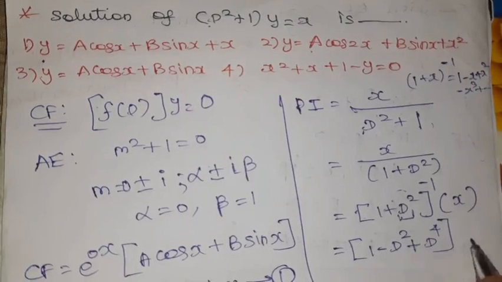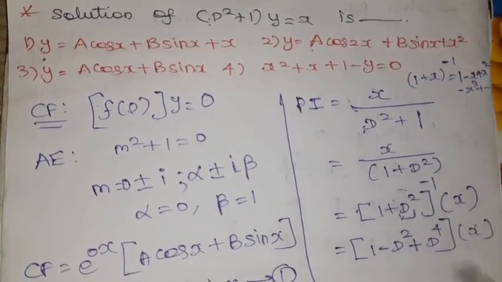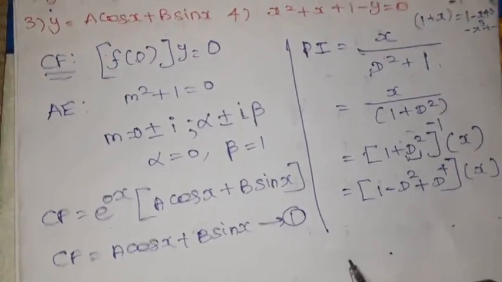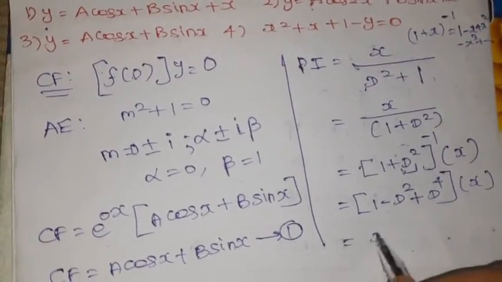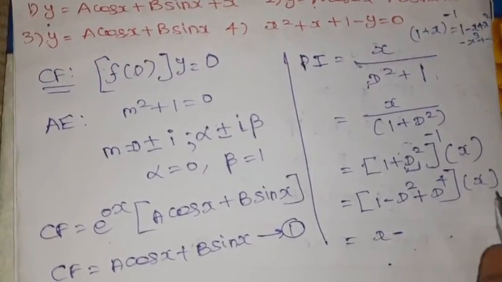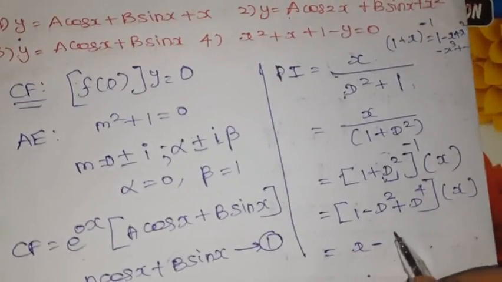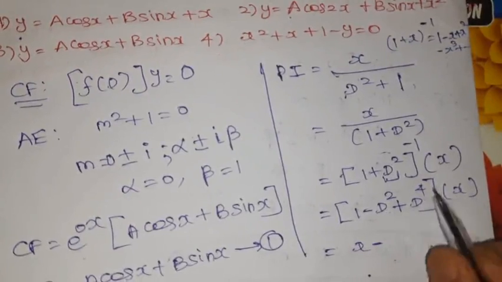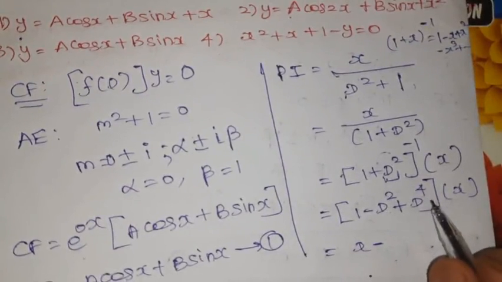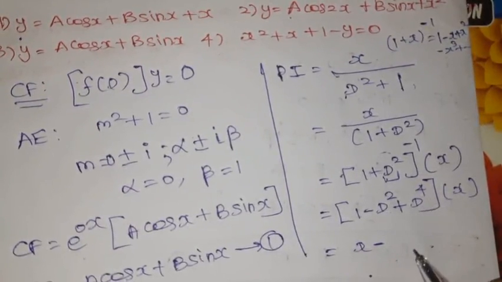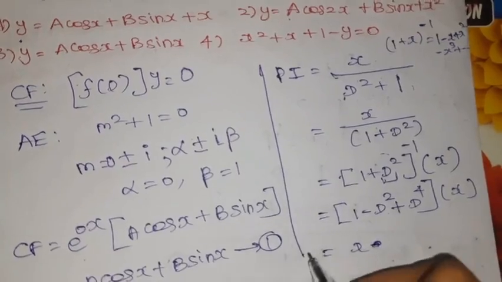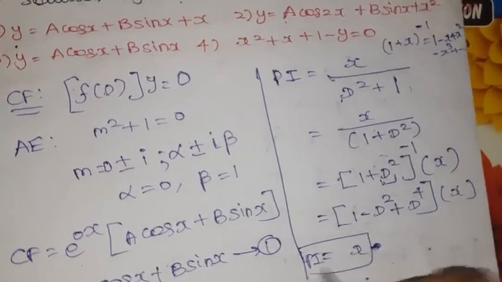1 minus D squared plus D4 into x, just multiply into this, what we will get? x minus differentiating the double term, what we will get? 0. Okay, D squared, here differentiating 4 times, that is also 0, so it is x alone. So PI equal to x alone. So it is equation 2.